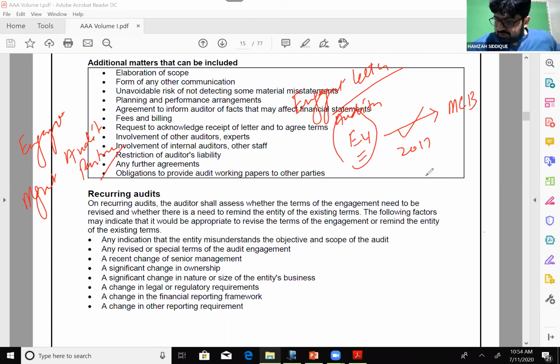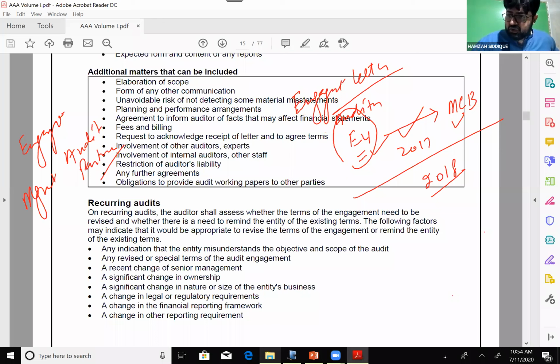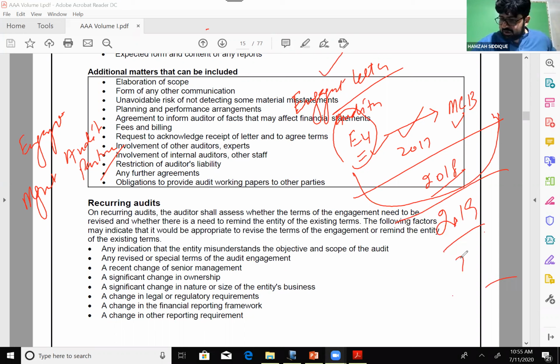Now, in 2018, MCB again said to them, audit our company again. So tell me, should they submit a new engagement letter again? No, the answer is no. The same engagement letter can serve the purpose. In 2019, 2020, 2021, the same engagement letter can serve the purpose. You need not submit a new engagement letter every year if you are working for the same company.